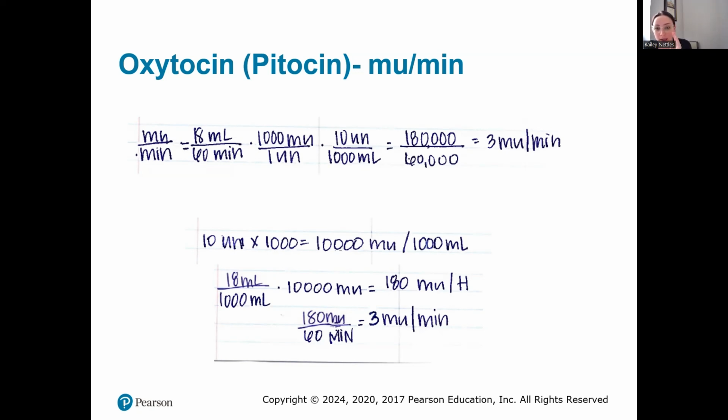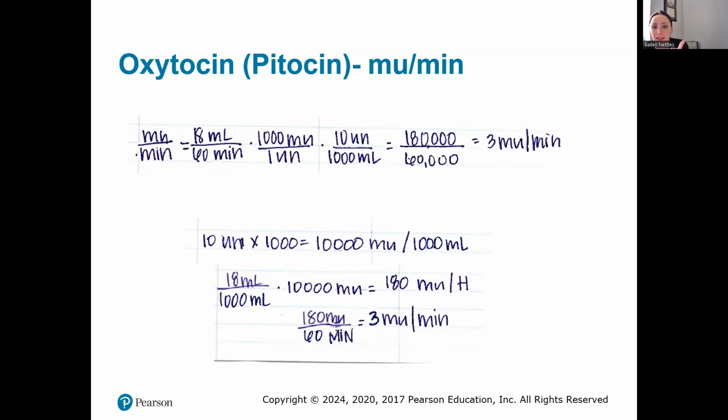I have my 10,000 microunits per 1 unit and my 10 units per liter. The reason I did it like this is because for some reason I could not remember how to get the microunits on top. So I started with what's on bottom, okay? So I know I have my 60 minutes over my 18 mils.